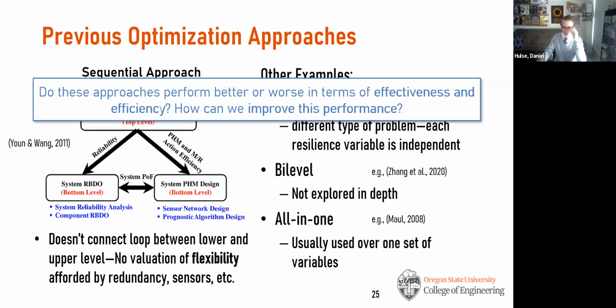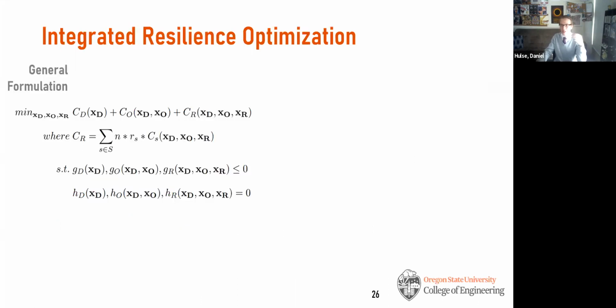So in order to run this comparison, we first have to define the problem that we're trying to solve. And so here at the left, we have a general formulation of the optimization of design, operations, and resilience. You can see there's a generic form where for each model you're trying to optimize a cost subject to inequality and equality constraints.